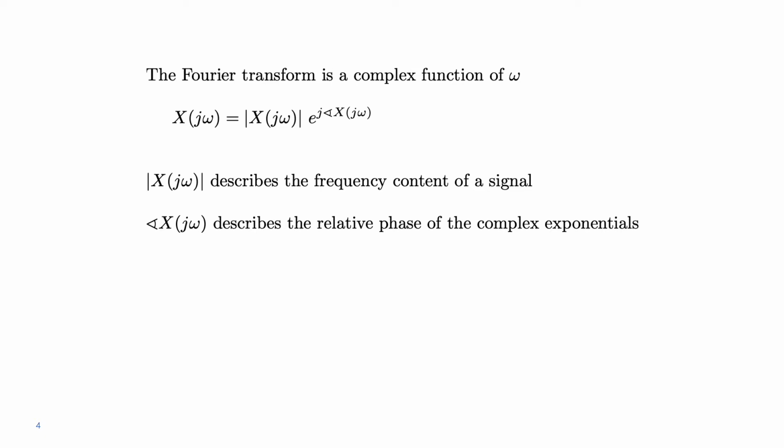So if the Fourier transform is a complex function of ω, and we write it as X(jω) equal to the magnitude of X(jω) times e^(j∠X(jω)), the phase of X(jω), then the magnitude describes the frequency content of a certain signal, right? Let's say how much energy lies at each different frequency. And the phase describes the relative phase of these complex exponentials that compose our signal.